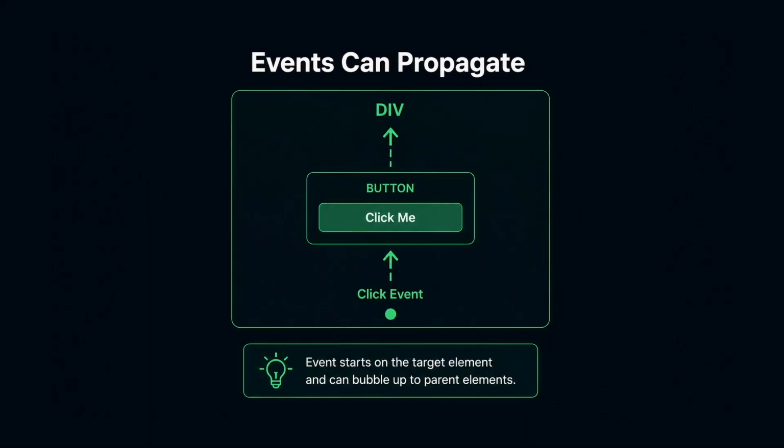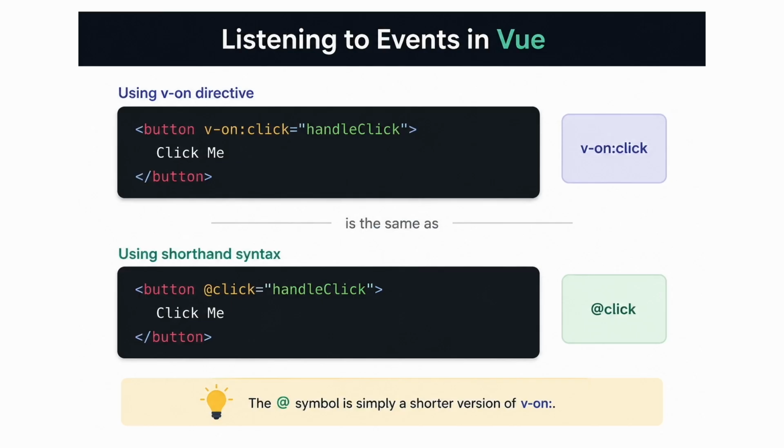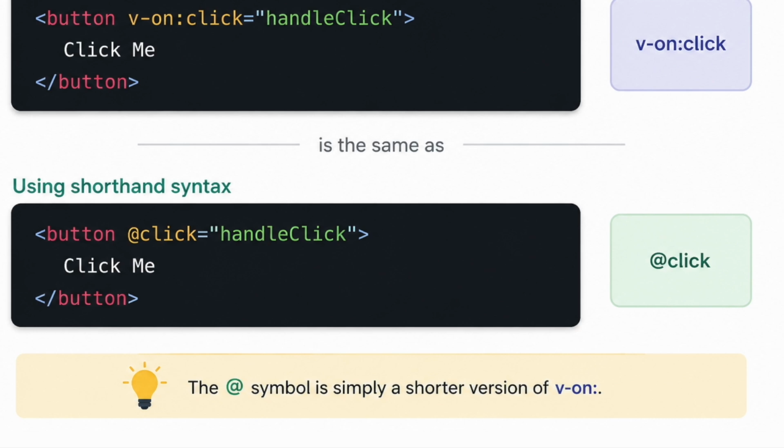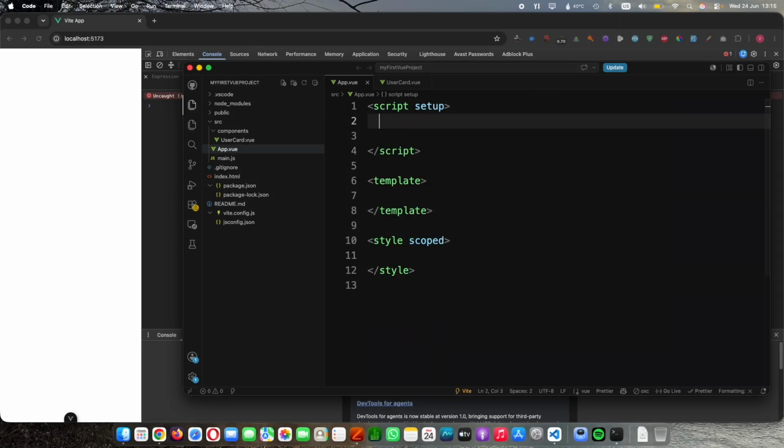Events can also travel through the HTML structure, meaning an event that happens on one element can affect its parent elements. In Vue, we can listen to these events using the v-on directive, or more commonly using the @ shorthand syntax. The @ symbol is simply a shorter version of v-on. Let's start with the most common event, a button click.